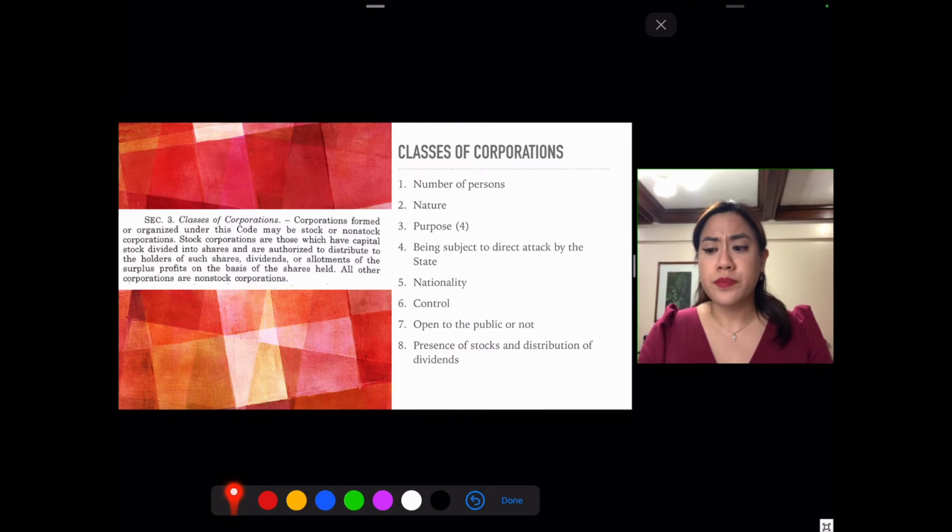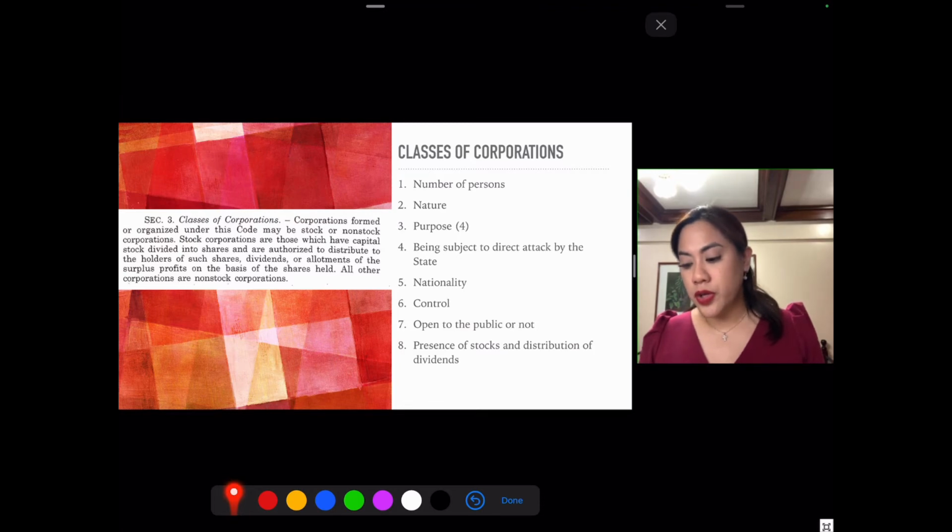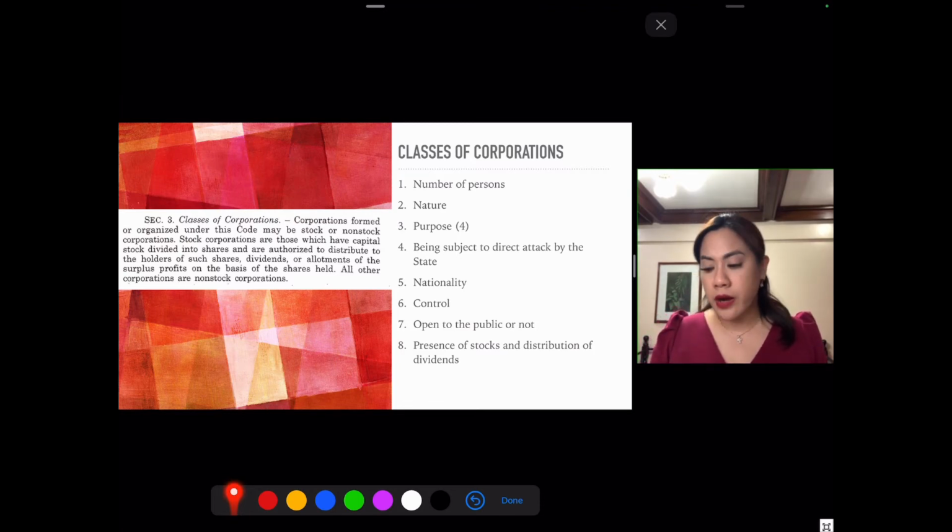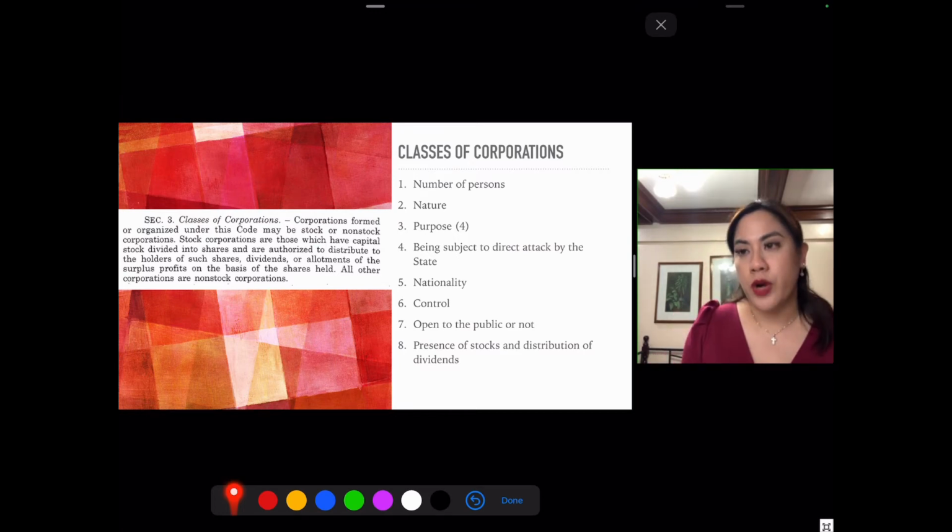So although the RCC classifies corporations into stock or non-stock, similar to partnerships when we discussed on the first half of the semester, there are also different ways of categorizing corporations depending on which factor we are considering. So these are the ones under Attorney Laco's notes. Number one, as to the number of persons, there is a corporation aggregate and a one-person corporation.